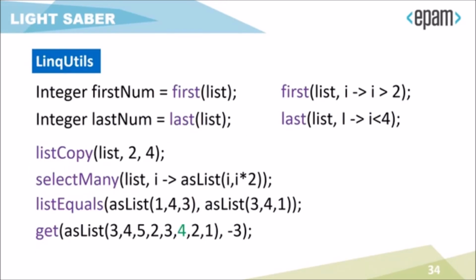Also, we have the stuff related to the first or last element that suits some condition. You can copy your list. You can get the element from the tail of your list or validate equality for your lists, no matter what order the elements have, for example, or some other stuff. If you're interested, please look at the LinkUtils in GDI Lightsaber, and you will find more interesting things related to list operations.